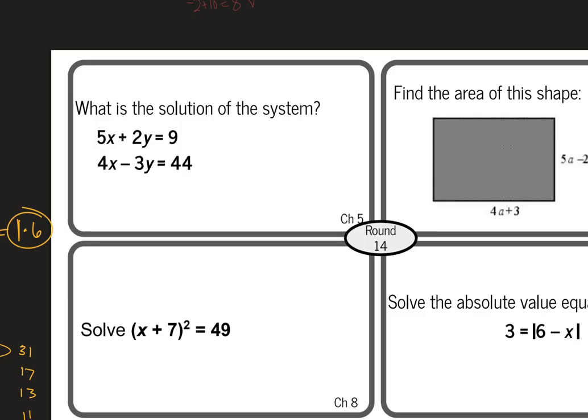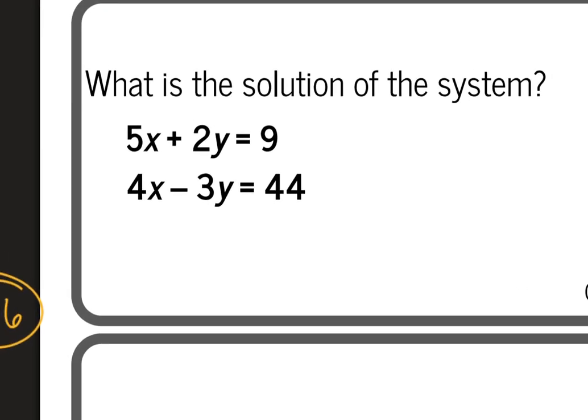What is the solution of the system? We could do substitution or elimination or graph it. If you know me at all, you know I'm going to do elimination. I'm going to multiply the top equation by 3 and the bottom equation by 2. If you're not sure why, it's kind of like I will get a common denominator out of that, because 2 and 3 are the same.